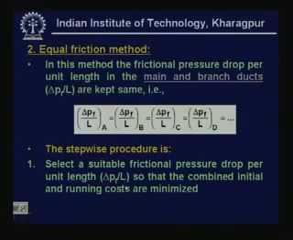So, that means delta Pf by L of duct run A is equal to delta Pf by L of duct run B, that is equal to delta Pf by L of duct run C, etc. Then the stepwise procedure is as follows. Select a suitable frictional pressure drop per unit length, so that the combined initial and running costs are minimized. So, in the earlier method we fixed the velocities, whereas in this method we have to select a suitable frictional pressure loss per unit length. That is the first step.